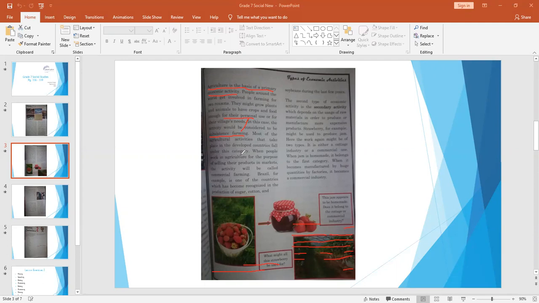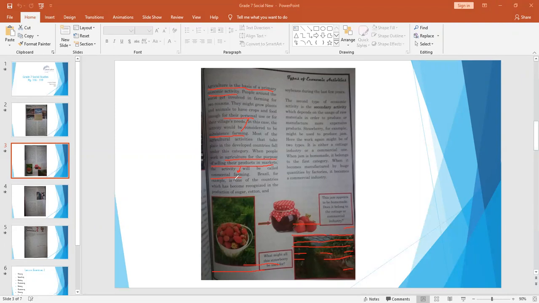When people work in agriculture for the purpose of selling their products in markets, this is different. Now we have people working in farming or in agriculture for the purpose of selling their products in markets. The activity will be called commercial farming. So now we are not farming for our own personal use, but now we are farming for business sake, to make a profit, to make money, to produce more.